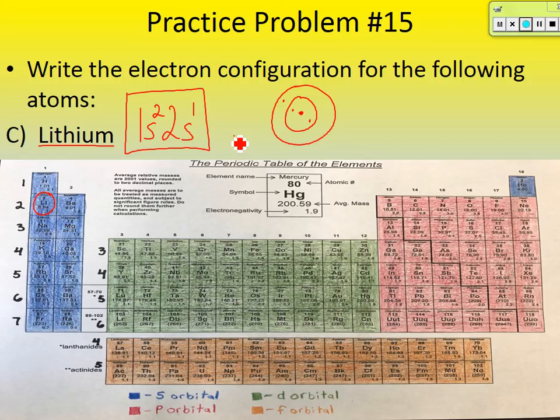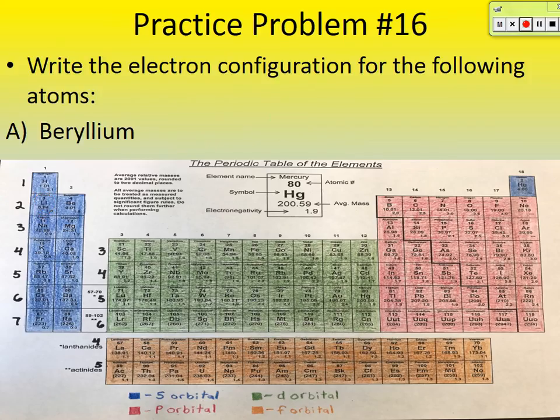Okay. Hopefully this is kind of making sense. We're going to go through a lot more. Practice problem number 16, part A. This one is for beryllium. Beryllium on the periodic table is right here. So hopefully you've got your periodic table out. Let's look and see how we do this. We always fill from the lowest energy level. So we're always going to start with a 1 here. It's the s orbital. And there's 2 electrons, 1, 2, that can fit in that first energy level.